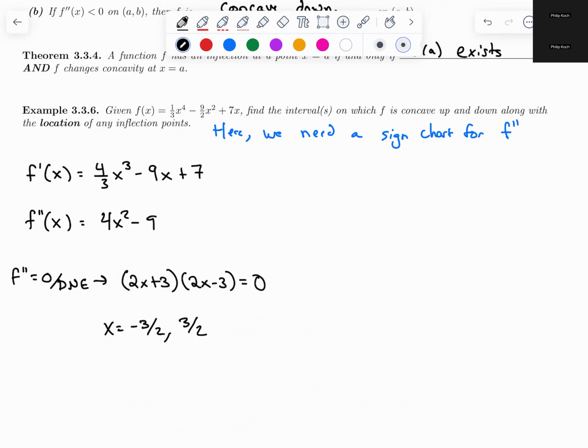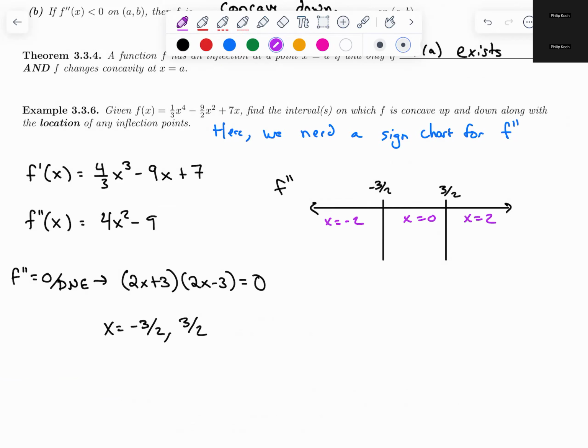So first we need to make our sign chart. And so this time, instead of making it for f prime or for g prime or h prime, this is an f double prime sign chart. So negative 3 halves to positive 3 halves. And I'm going to write f double prime here instead of f prime. And we're going to create the sign chart like usual. So let's do x equals negative 2, x equals 0, and x equals positive 2, because negative 3 halves is negative 1.5.